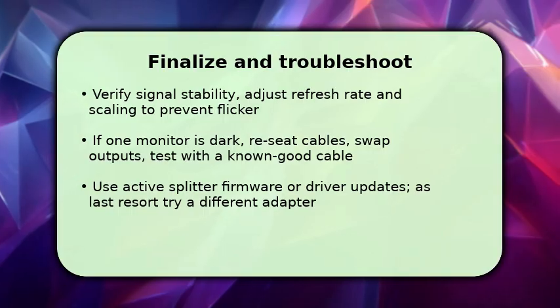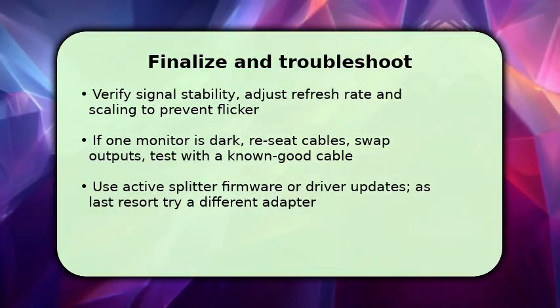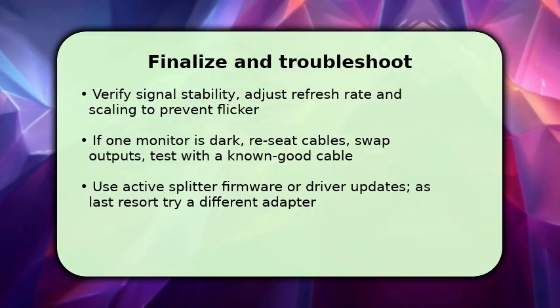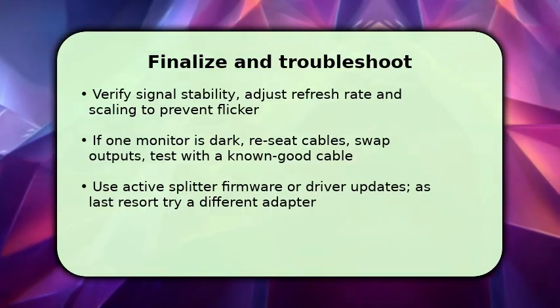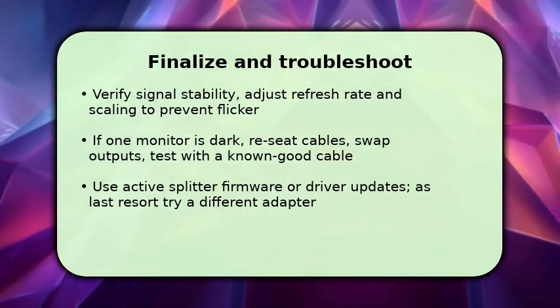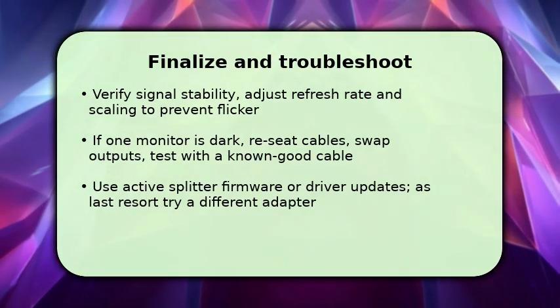If a monitor stays dark, first reseat connectors and swap outputs to isolate a bad cable or port. Also test a known good monitor. If problems persist, update splitter firmware or try a different active splitter. A passive unit often fails with different resolutions, so replace it if needed.